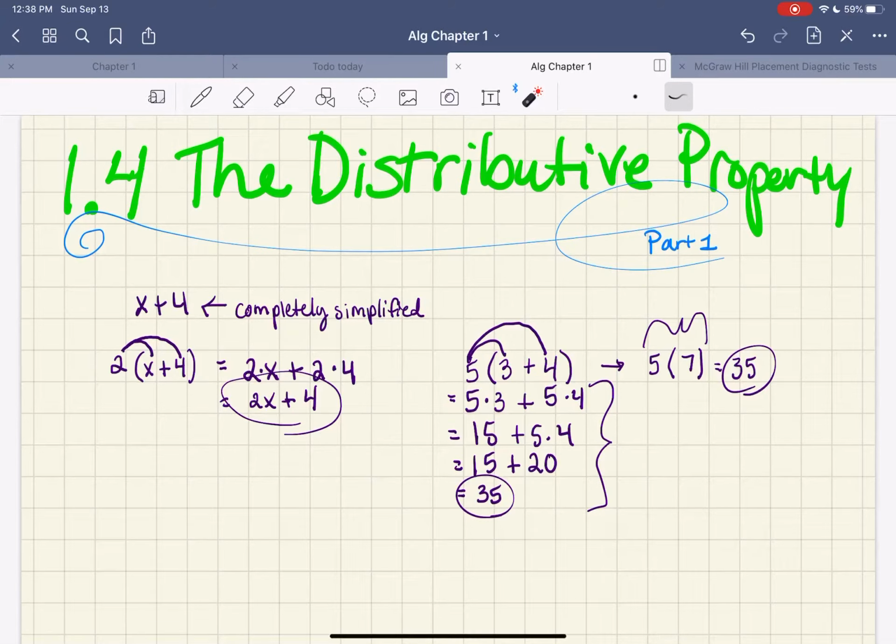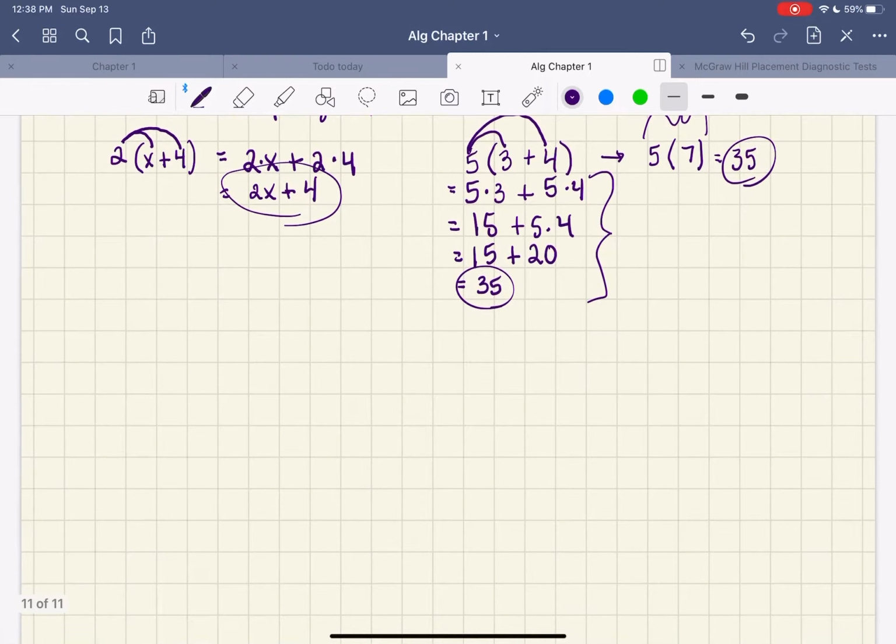All right, so let's look at a couple more. How about we do 2 times (x plus y). So I'm going to be doing that equals 2 times x plus 2 times y. And that one actually is already simplified. We're all good like that.